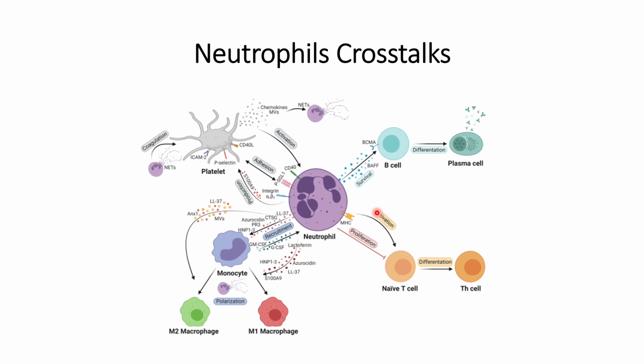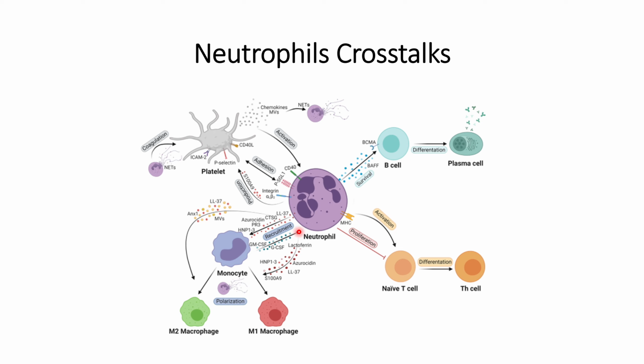When it comes to the B cells, neutrophils help in their differentiation by releasing cytokines such as BAFF, which will interact with the BCMA. That leads to the differentiation of B cells into plasma cells, which will release antibodies against the acute inflammation or against the foreign particles that are recognized by neutrophils as harmful.